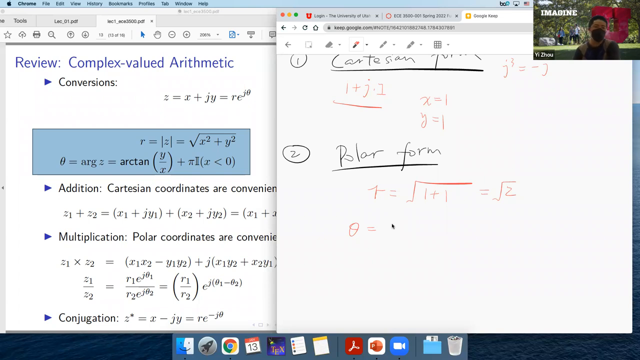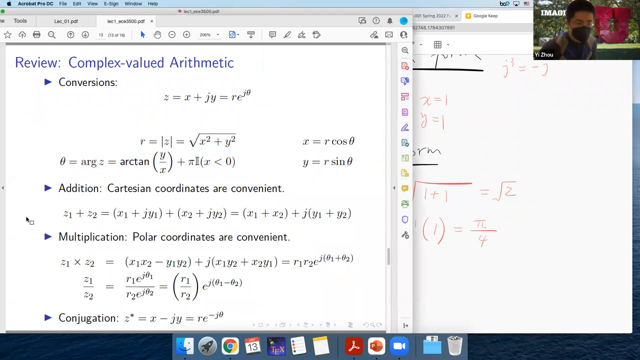And theta is, now x is greater than 0, so we can ignore that case. So we just do arctangent of y over x, which is 1, and this is pi over 4. This is a very special angle: 45 degrees, tangent equals 1. Okay, so this is the addition and multiplication. We will do more practice in the homework.